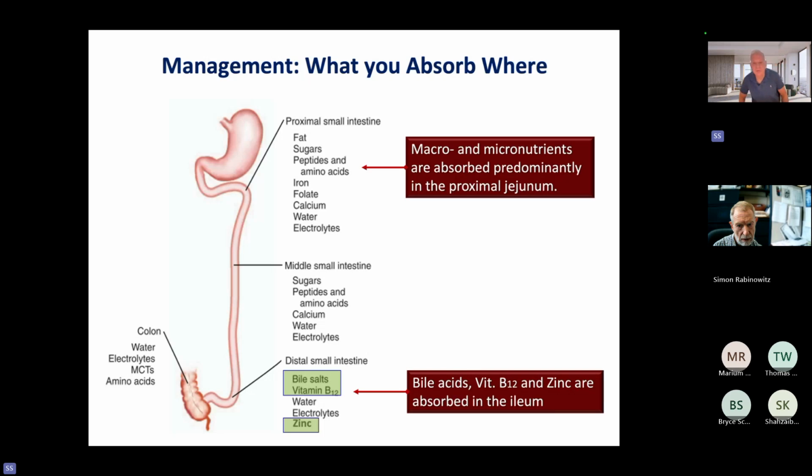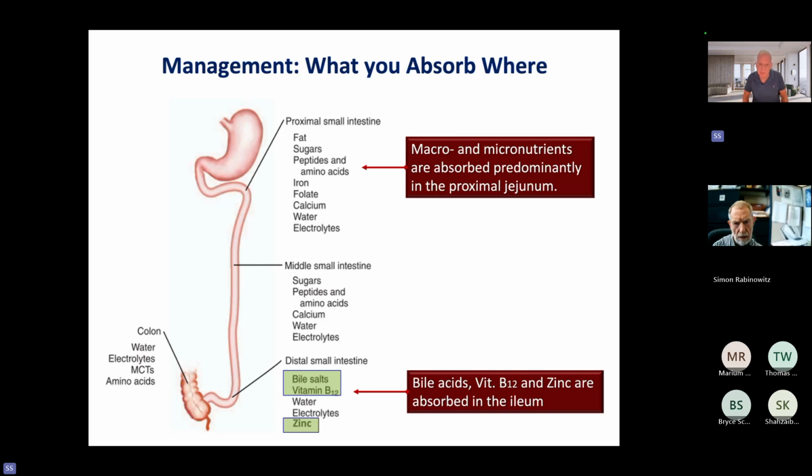The other thing you have to know is that these areas of the small bowel are markedly different in their absorptive capacities. Most macro and micronutrients are absorbed predominantly in the proximal jejunum. These include fat, sugars, peptides and amino acids, heavy metals, calcium, water, and electrolytes. These major macronutrients continue to be absorbed in the middle intestine.